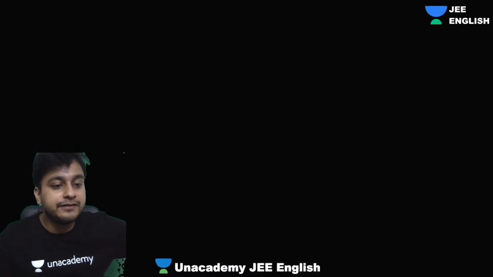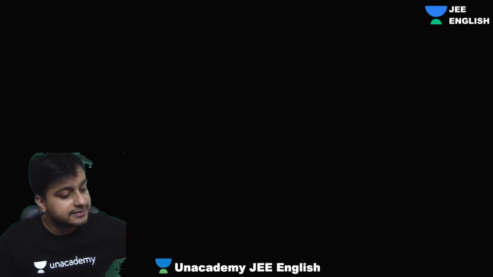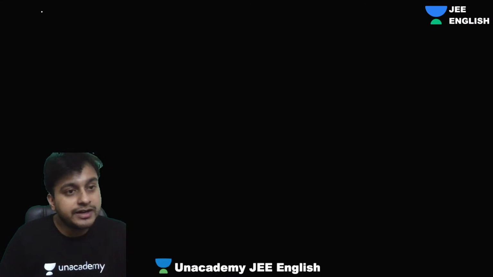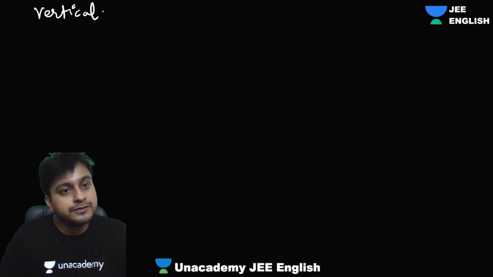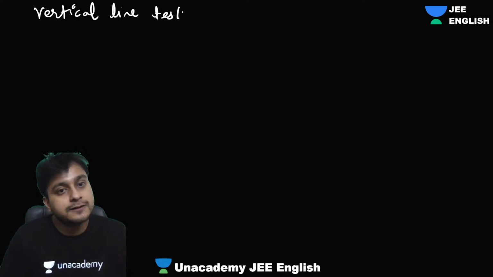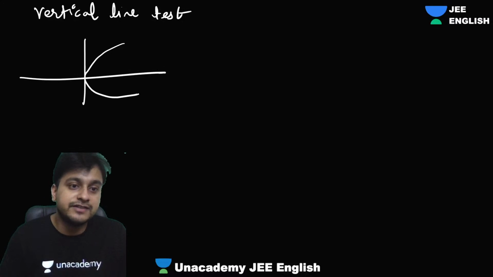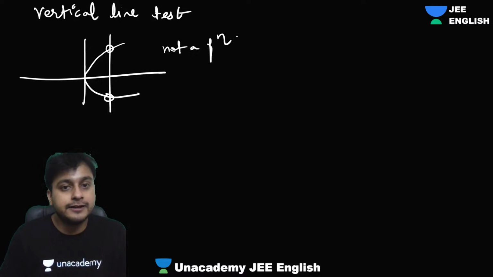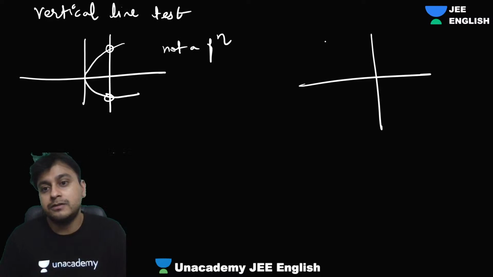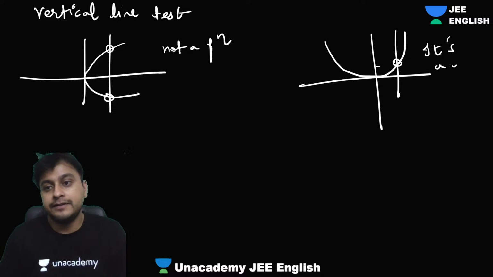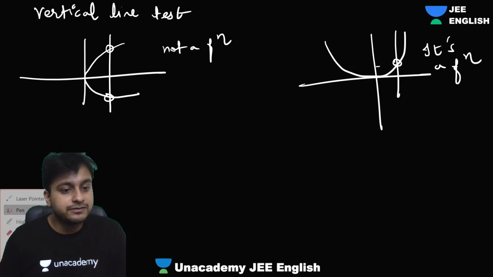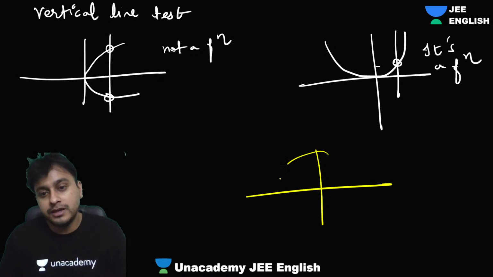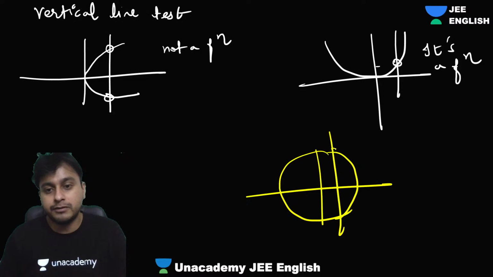I remember I had taught you the vertical line test. Does anyone remember it? What do we use it for? To check whether this is a function or not. If somebody asks whether this is a function, no, because at one x we are having two y's, so not a function. Similarly, for this one, at one x we are having only one y, so it is a function. And if somebody asks whether a circle is a function, what will your answer be? No, because the line cuts it twice. Obviously, not a function.